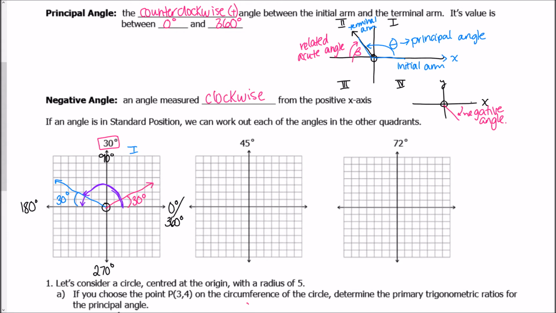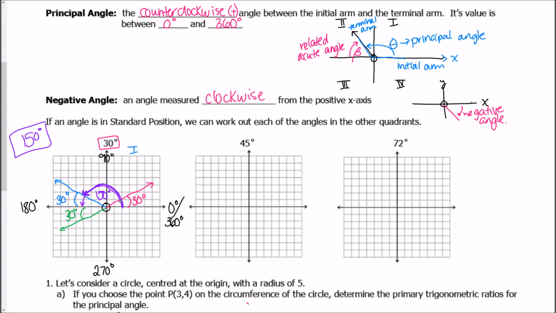So this right here would be considered 150 degrees. So 150 is one possible answer. Okay, now we have another angle down here that's 30 degrees away from our x-axis, because that's what our acute related angle is.